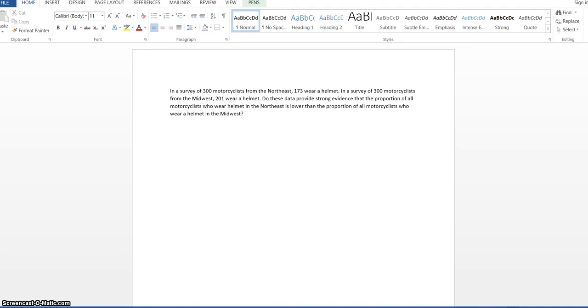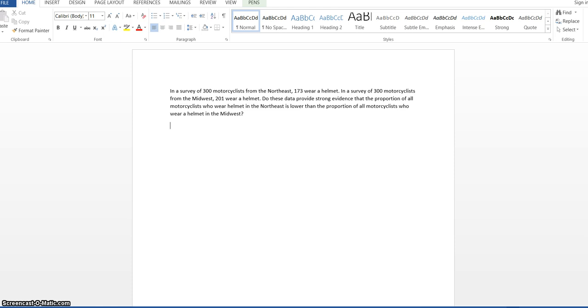Okay, here's another hypothesis testing example that we're going to do using a randomization distribution in StatKey. In a survey of 300 motorcyclists from the Northeast, 173 wear a helmet. In a survey of 300 motorcyclists from the Midwest, 201 wear a helmet. Do these data provide strong evidence that the proportion of all motorcyclists who wear a helmet in the Northeast is lower than the proportion of all motorcyclists who wear a helmet in the Midwest?